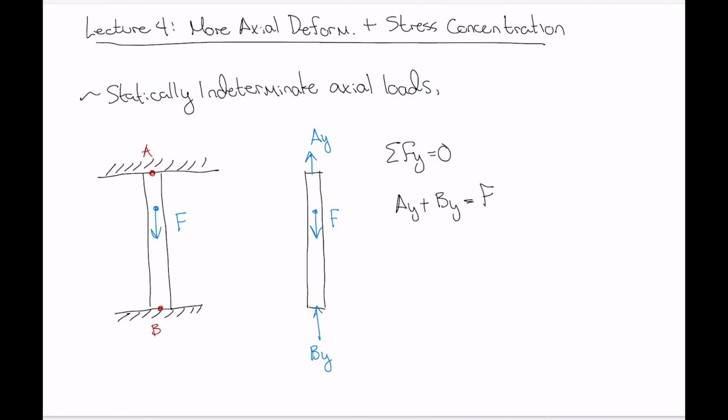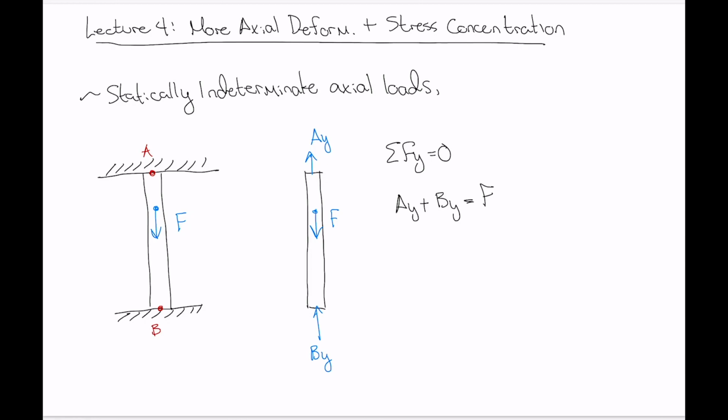And if we had a magnitude for F, well, that would leave us with one equation and two unknowns, AY and BY, and no way to solve it. So this is a situation that's called statically indeterminate because the support reactions can't be determined by the equations of statics alone. So does this mean we're stuck and we can't figure out what the support reactions are and we can't figure out what the stress in the object is?